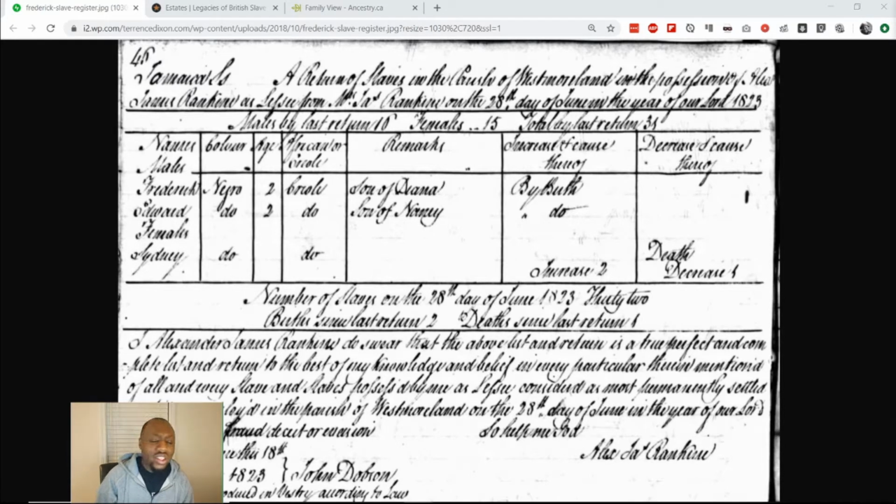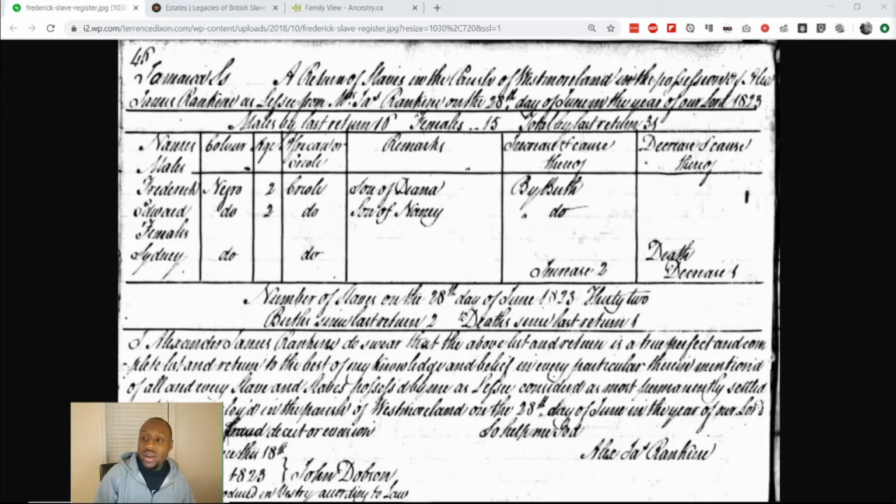And then we have a midsection with a table in it. The table consists of the names of the people that this return is going to be talking about. It says males by last return 10, females 15, total by last return 35. Now it looks like the math is a little off there, but I'm assuming that these count for fully grown adult men and women, and there are probably children that are around that account for the 10 extra people. That's just my assumption.